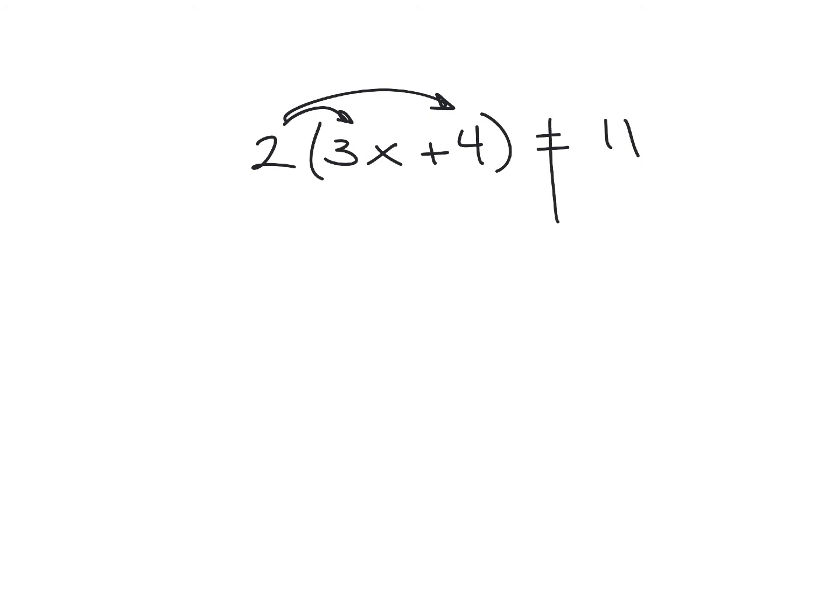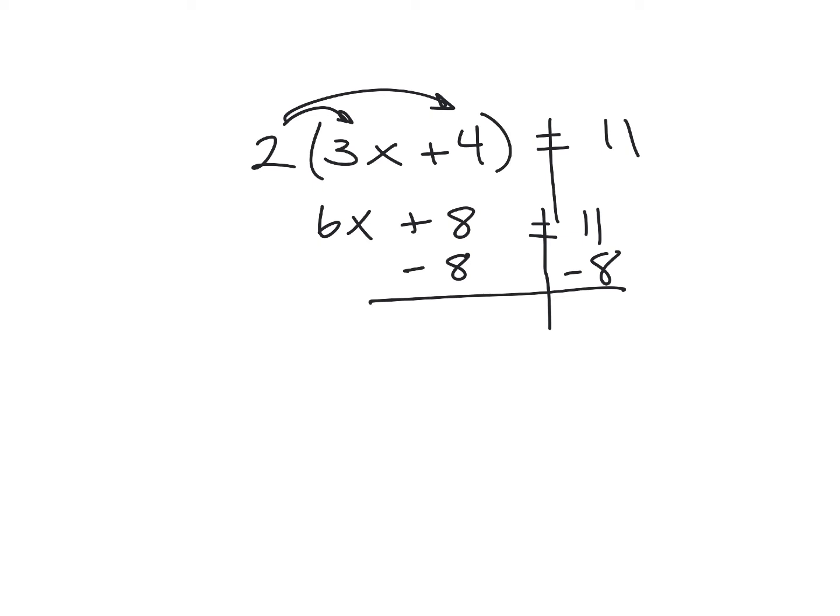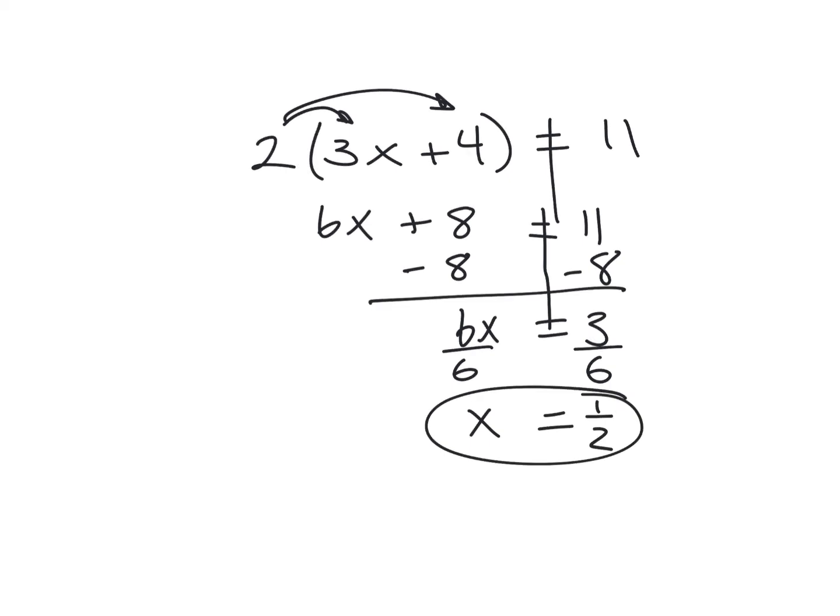I'm going to distribute the 2. So 2 times 3x is 6x. 2 times 4 is 8, so 6x plus 8 equals 11. Now I'm going to solve this by subtracting 8 from both sides. I get 6x equals 3. I divide by 6. x equals 3 divided by 6, which is 1/2. So x equals 1/2.